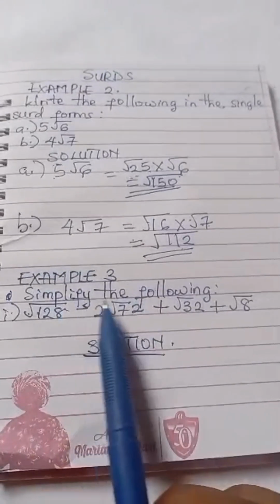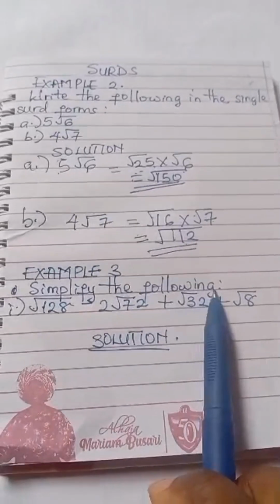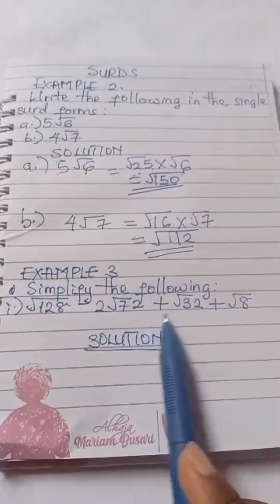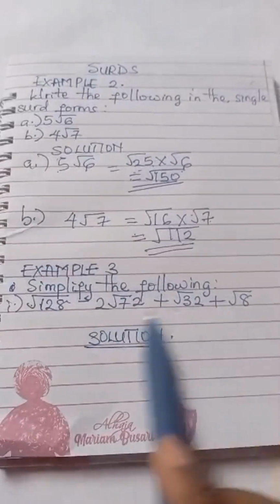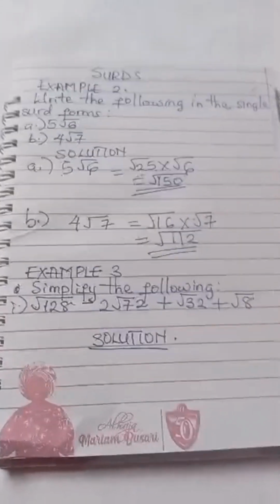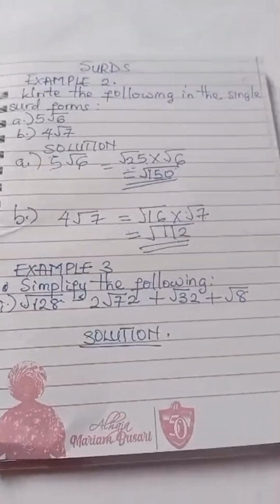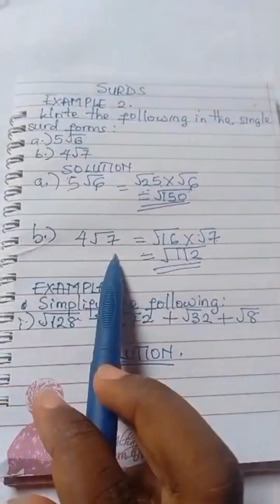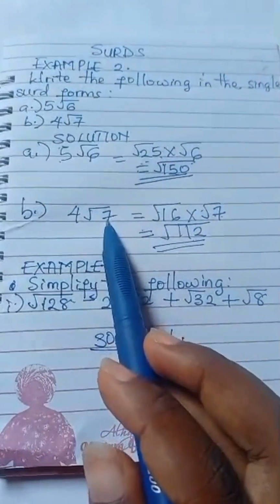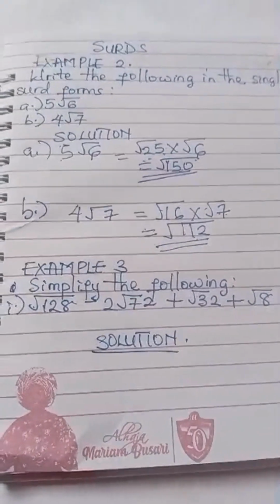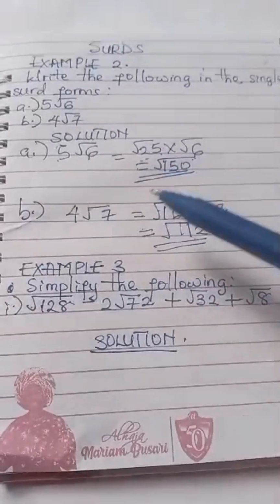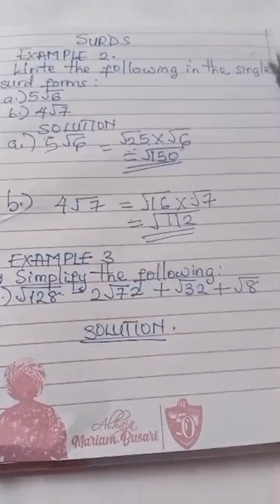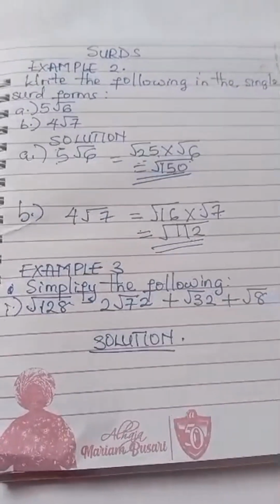So example 3 now. They say we should simplify this. Sorry about the following I wrote. The question is root 128 minus 2 root 72 plus root 32 plus root 8. We should simplify it. So what to do now? Let me just tell you the basic thing you are going to do in this type of question. You are going to break it down to the smallest form, so that the number under the root sign is a non-perfect square, one that can't be turned into a normal number. Root 7 now, we can't get a perfect number from it. Root 6, we can't get a perfect number.